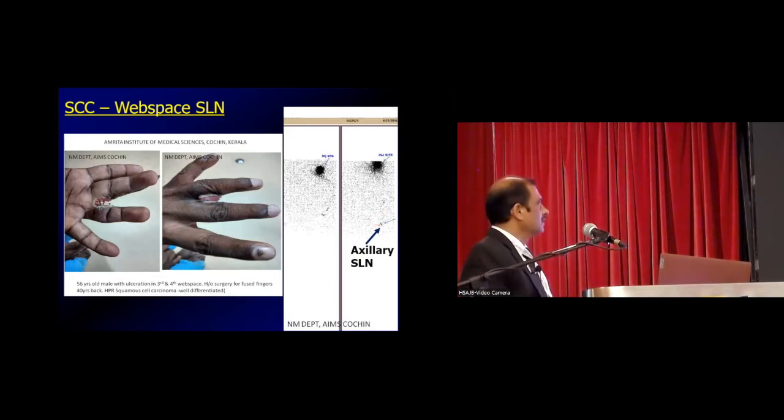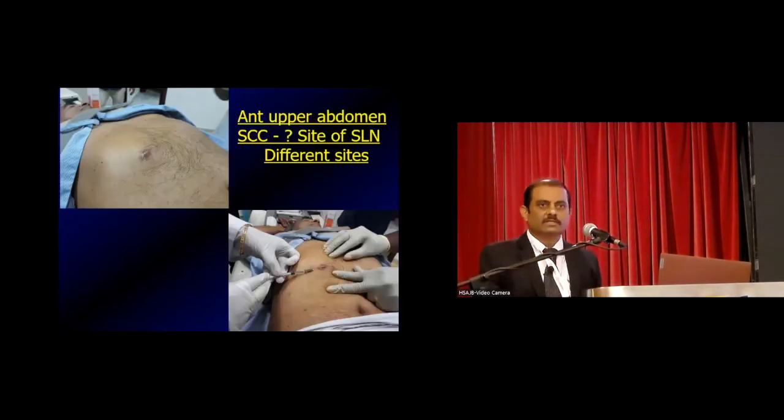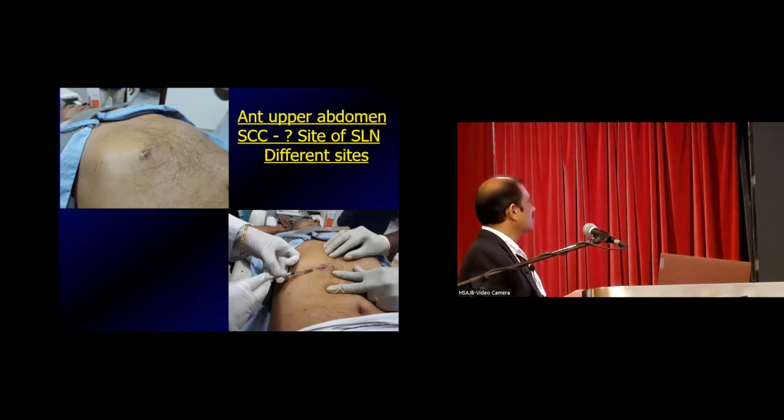Again, what is the relevance? This can be a node in the elbow, that is the condylar lymph nodes, or epitrochlear lymph nodes, or is it axillary lymph nodes? The imaging technique is very important. You can have squamous cell carcinomas anywhere. So this is in the upper abdomen, lower chest. It can either go into the chest lymph nodes, it can go into the intra-abdominal lymph nodes, or it can even go to the axillary lymph nodes.